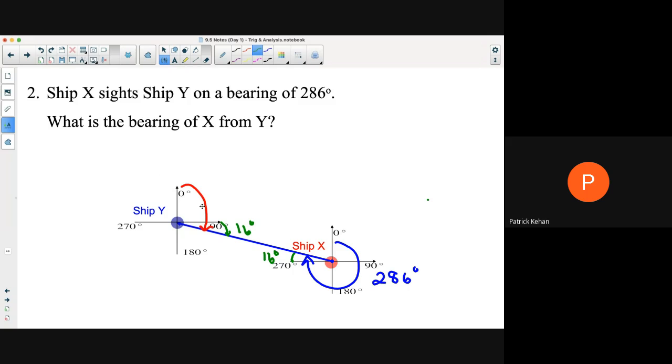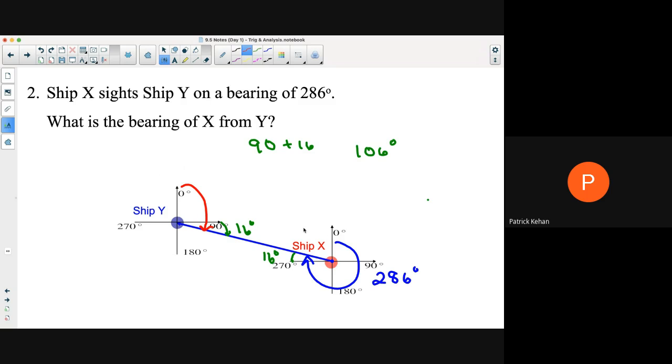And then find that red bearing from the north line of ship Y to the angle here. I'm going to add 90 degrees and 16 degrees. And that's going to give me a 106-degree bearing. And that's, again, the bearing of X from Y, 106 degrees. Alternatively, again, if you wanted to, you could calculate it from a different perspective.